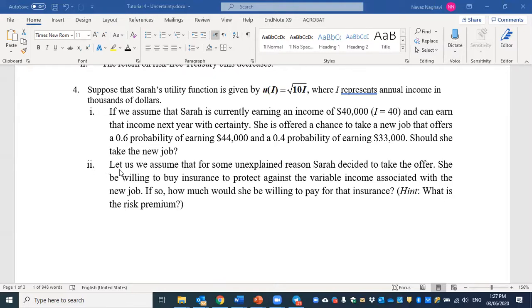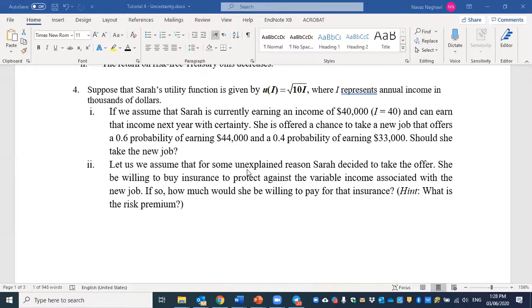Then it's saying, let's assume that for some unexplained reason, once you see this, it means that the answer for should she take the job is no. If it was yes, the next part wouldn't say for some unexplained reason. So that's why you know the answer for this part is no. You have to compare the certain utility with the expected utility, so you do the calculation and compare.